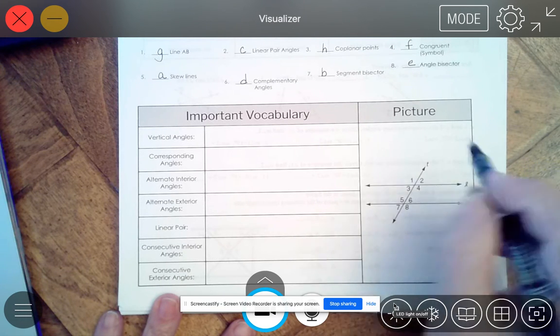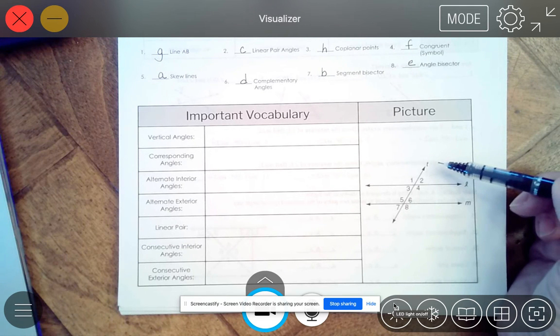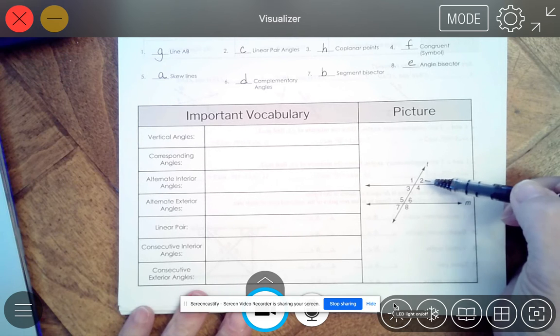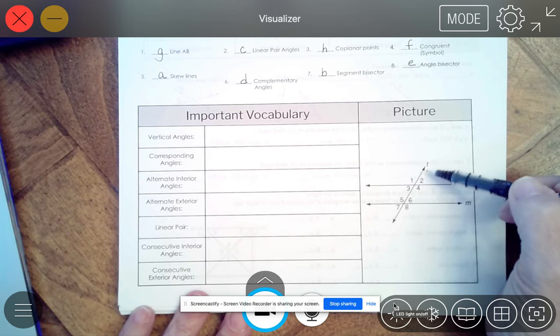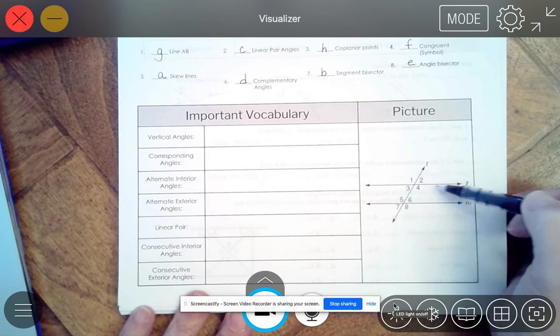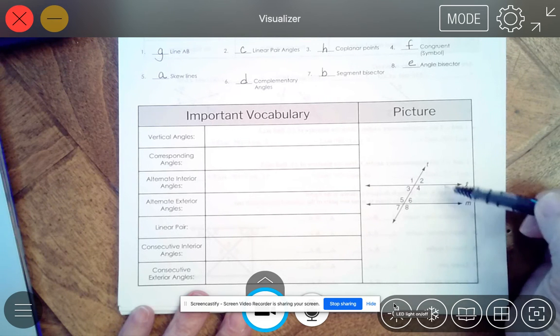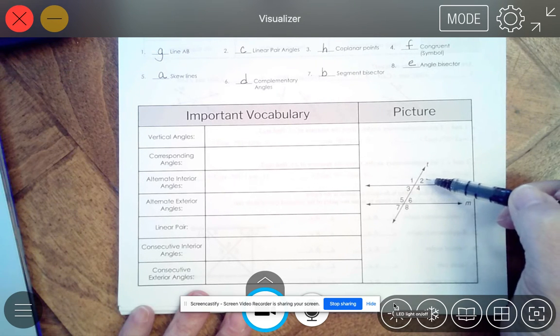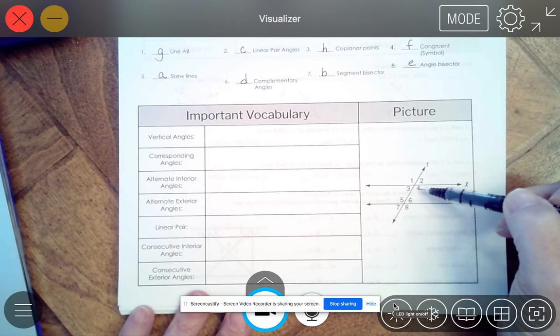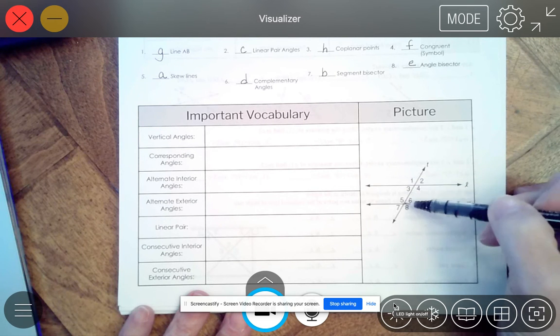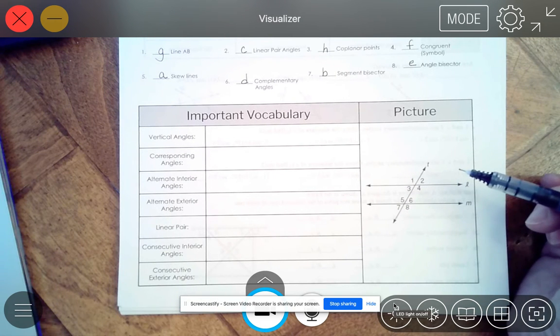Corresponding angles, one angle will be in the interior and one on the exterior between two parallel lines. For example, 2 and 6. These are called corresponding angles. This is a transversal. When a transversal crosses two parallel lines, corresponding angles are going to be 2 and 6. Corresponding angles could be 4 and 8, 1 and 5, 3 and 7. They're going to have the exact same measurement.